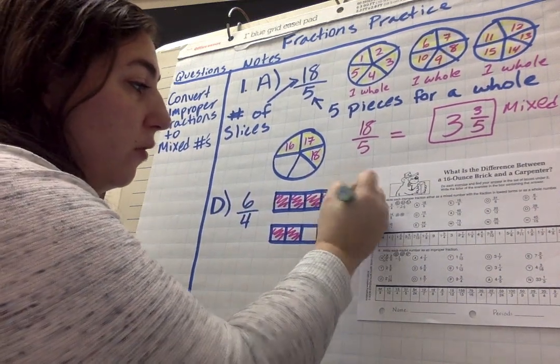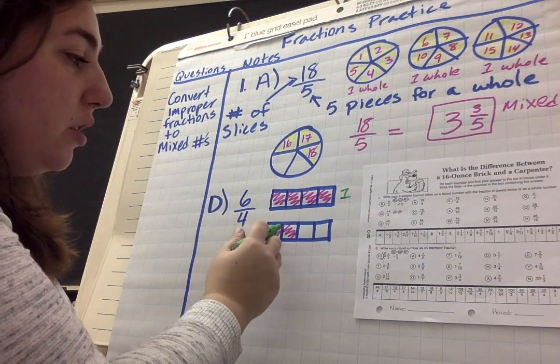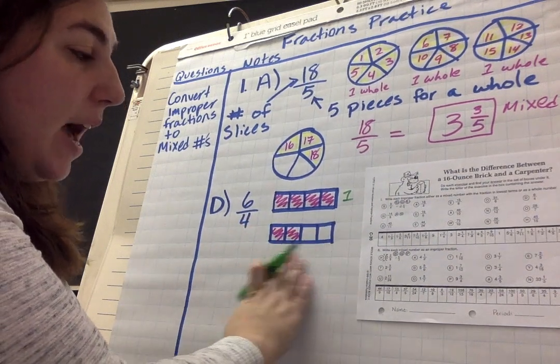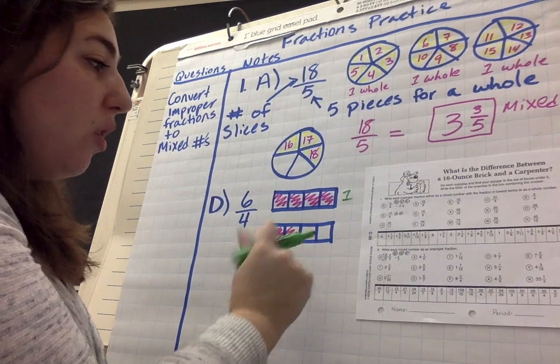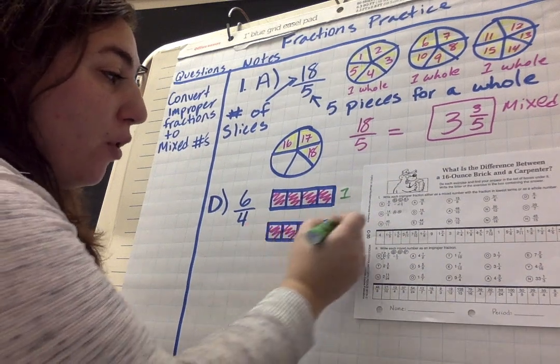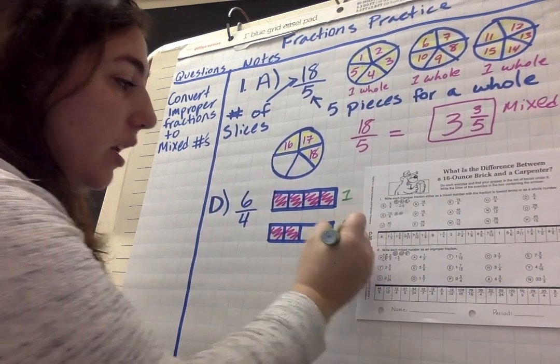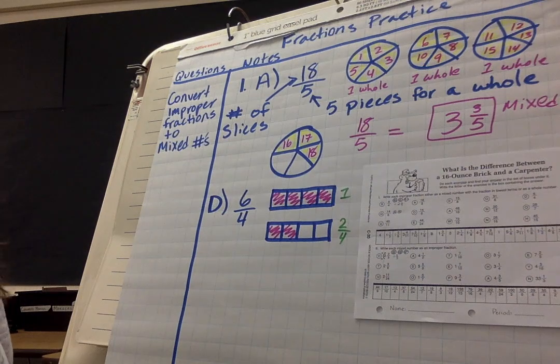So I have 1 hole. And I have 1, 2. I have half. Half of it is shaded. So 2 out of the 4 slices are shaded in. So I'm going to put 2/4.